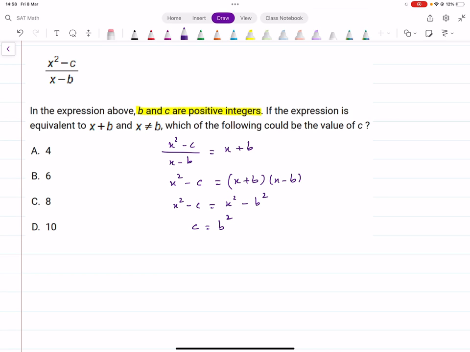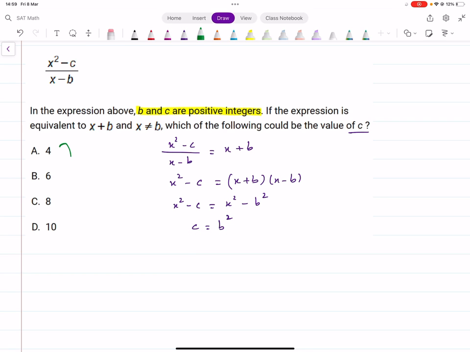Now what are they asking us? They're asking us which of the following could be the value of C. Now we have one equation, we can't really find a specific value of C, but which of these values is possible? Now C is equal to b squared and b is also supposed to be a positive integer, and that means this C value has to be a perfect square, right? Some positive integer squared should give us C. So C has to be a perfect square.